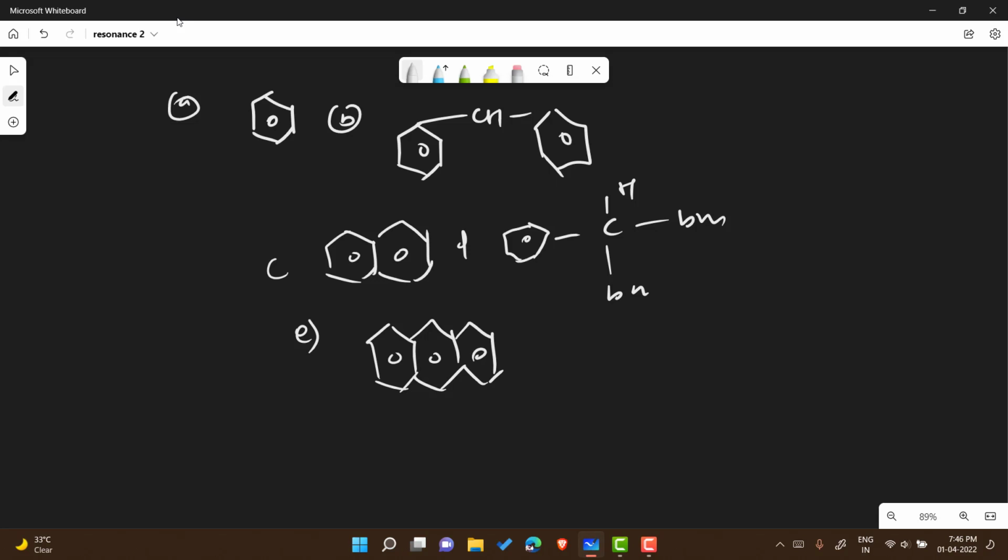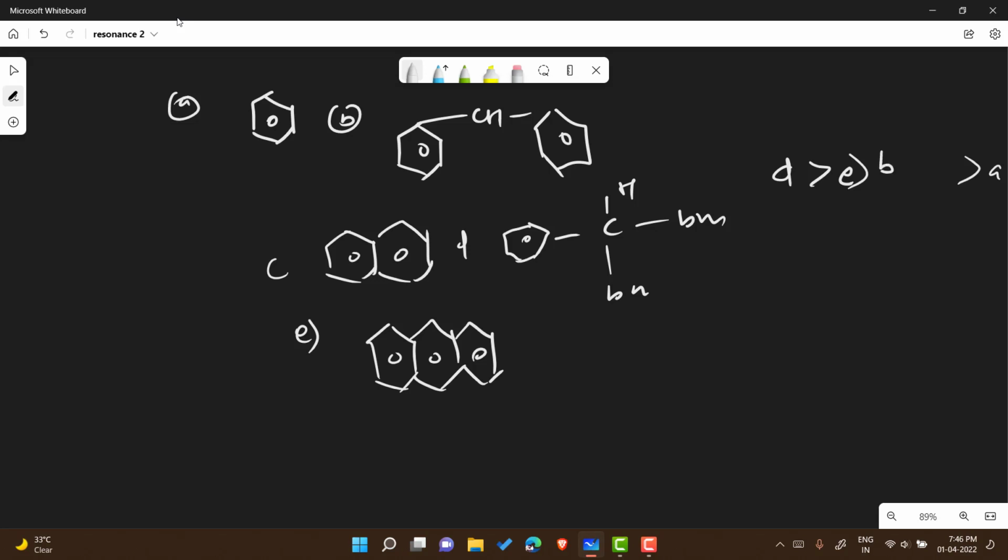So the order of resonance energy here is D, then E. Firstly, the one which has more benzenes will be more aromatic. So this one has 3, this one has 3. These two have 2, and this one has 1. So this one will be the last, right? A will be the last. And we have to figure out between these two and these two. So you have to remember that with 2 fused ring benzene, your overall resonance energy decreases. So these are some examples that you need to remember.